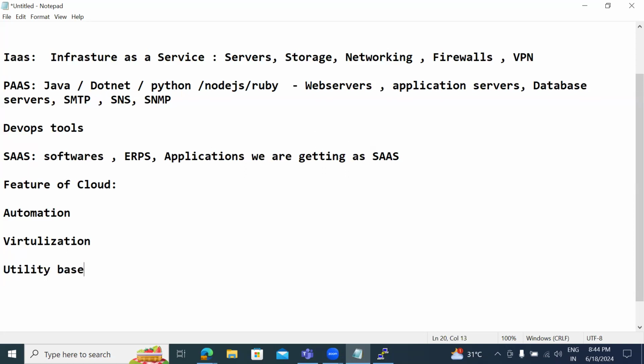What is the meaning of utility-based computing? If I use more, I'll pay more money. If I don't use it, I don't pay much money. So that kind of utility-based computing is there with the cloud. Then the next one is grid computing. What is the meaning of grid computing?